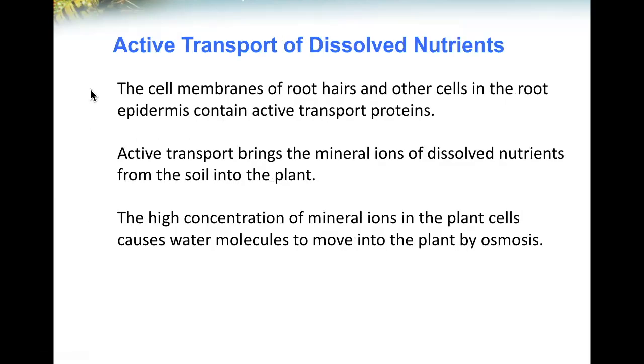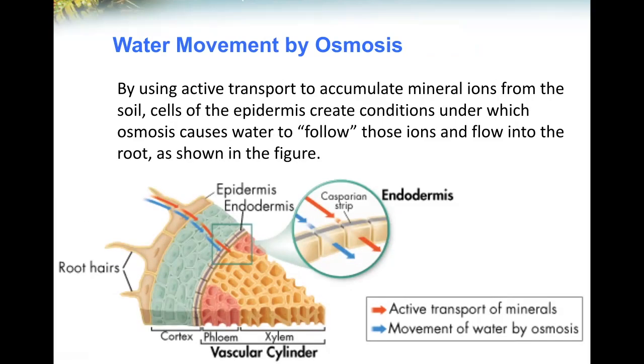The cell membranes of root hairs and other cells in the root epidermis contain active transport proteins. Active transport brings the mineral ions of dissolved nutrients from the soil into the plant. The high concentration of mineral ions in the plant cells causes water molecules to move into the plant by osmosis. By using active transport to accumulate mineral ions from the soil, cells of the epidermis create conditions under which osmosis causes water to follow those ions and flow into the root, as shown in the figure.